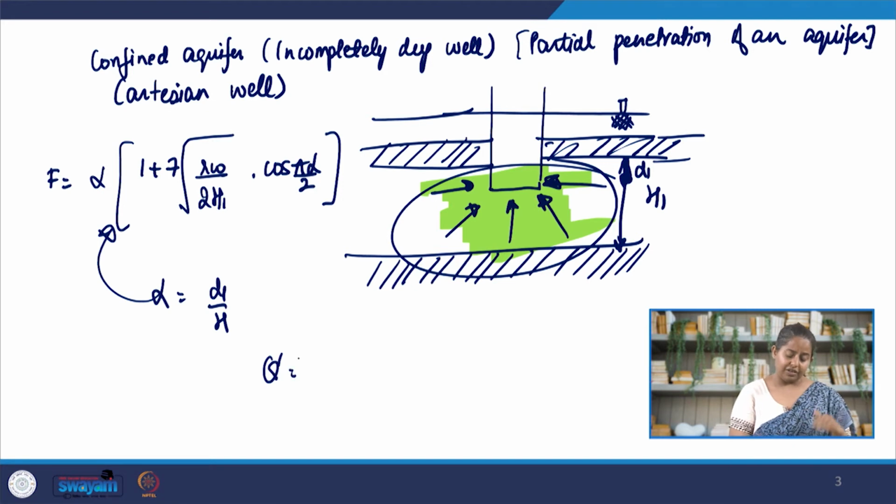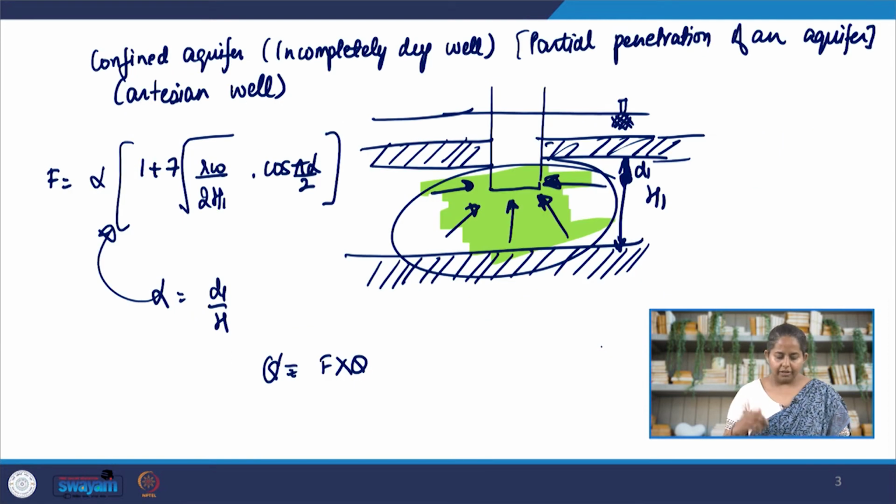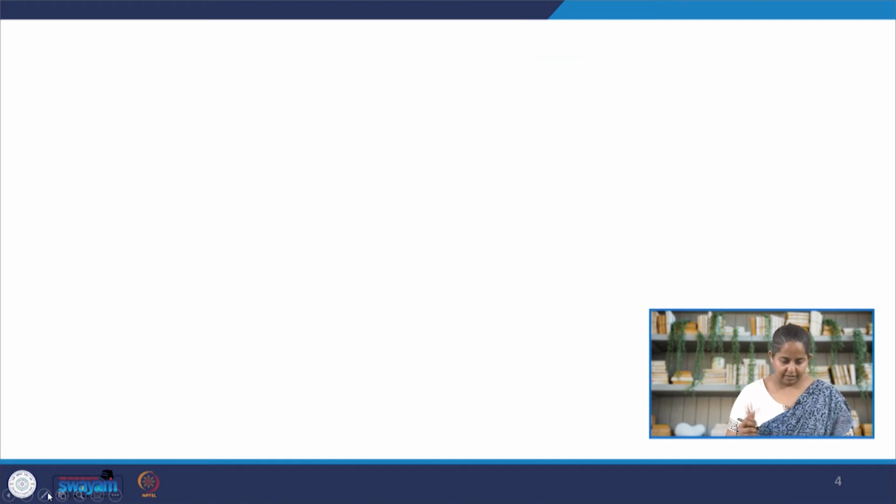Your Q needs to be multiplied. So, your Q dash, your effective flow, will be the correction factor into your actual flow, if this was a completely penetrated tube well, the actual flow that you will get from here. So, this is the confined aquifer. Now, the correction factor for the unconfined aquifer looks very similar. So, I am going to do that in the next slide. Unconfined aquifer.